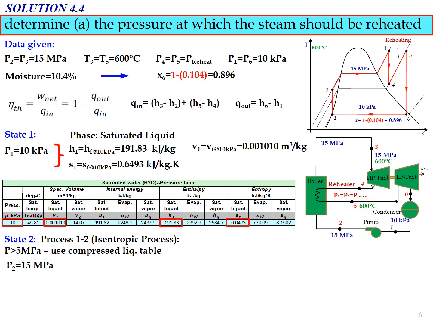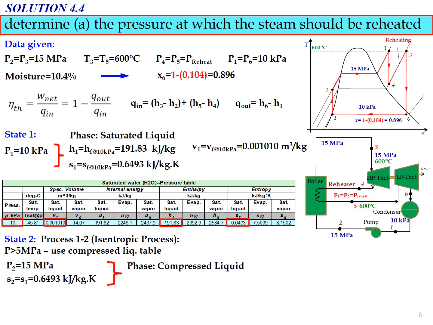So we can refer to the compressed liquid table to determine the value of H2. To use the table, we need at least two pieces of information. We have pressure P2 equal to 15 megapascal, already given in the question. The other data is entropy, where we can use the isentropic process, S2 equal to S1 equal to 0.6493 kilojoule per kilogram Kelvin.